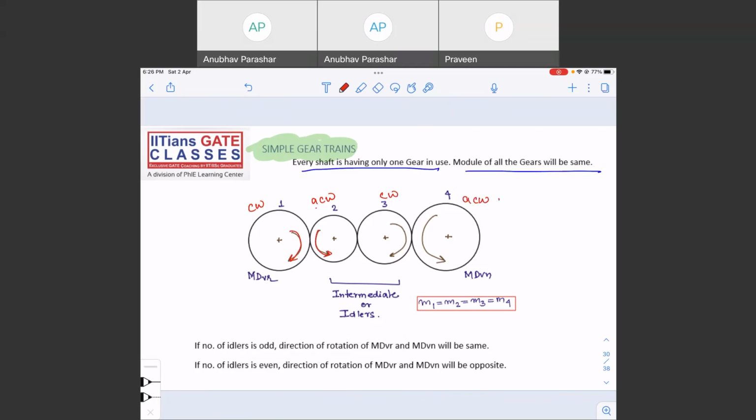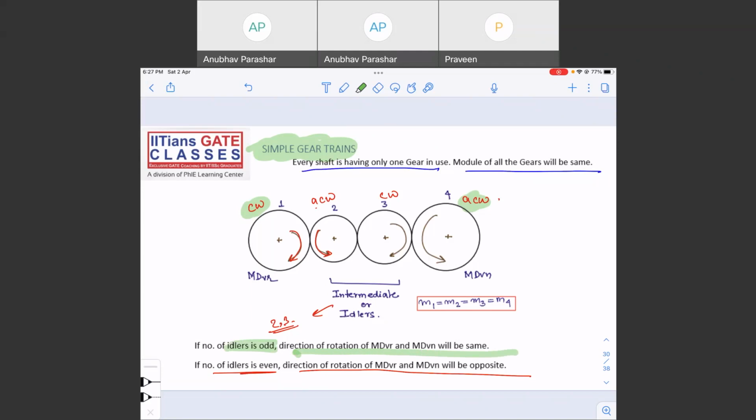So you see, here the number of idlers is even, 2 and 3 are idlers. The direction of rotation of main driver and driven will be opposite. So if the main driver is clockwise, the main driven is anti-clockwise. Similarly, if the number of idlers is odd, the direction of rotation of main driver and main driven will be same.